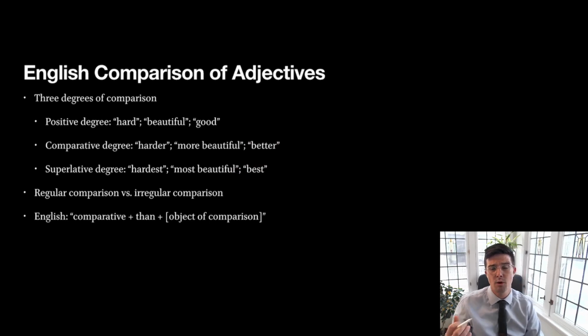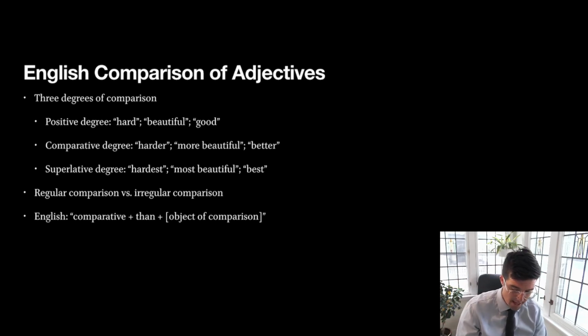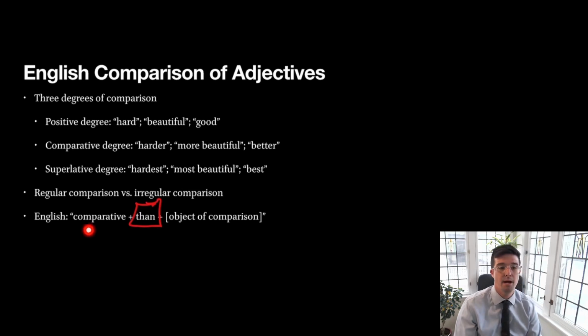And in English, what we do to make a comparison between 2 things is we really like this English word than, that will use the comparative form: harder than a rock, or more beautiful than a prince, or something like this. That than is sort of our key word for the translation of the comparative degree, and really also the superlative degree in some cases.